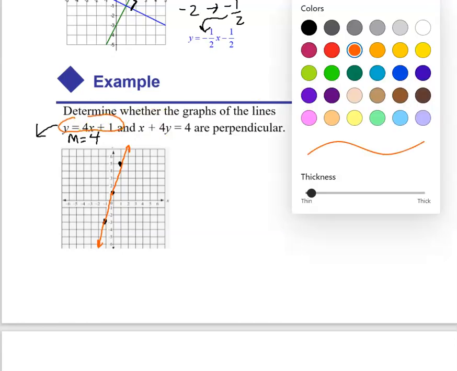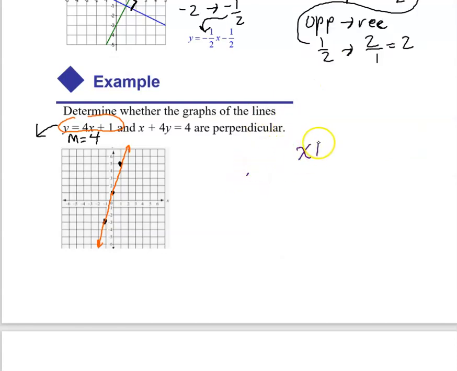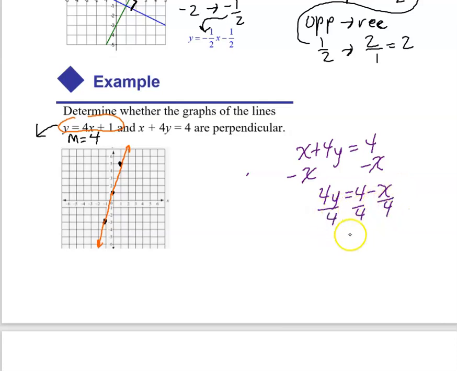Now let's talk about the other line. This one's a little bit more difficult because it's not solved for y, so it's not as easy to pick out the slope. So that's exactly what I'm going to do. I'm going to solve it for y, so I'm going to start moving things away from this y. So I'm going to get 4y equals 4 minus x. Then I'm going to divide everything by 4. 4 divided by 4 is 1 minus, now this is a little bit tricky since there's no number in front of the x. I know that it's a 1/4 times x.